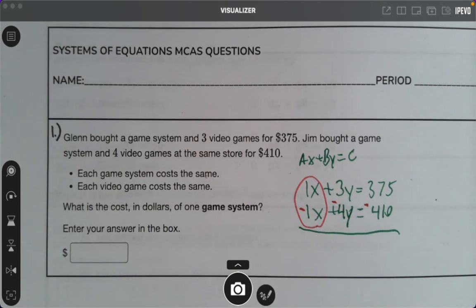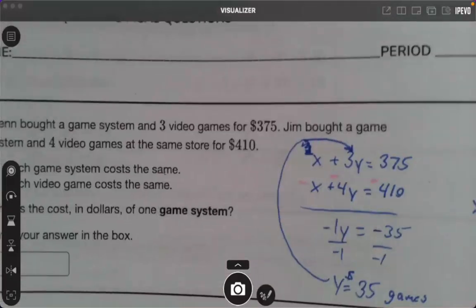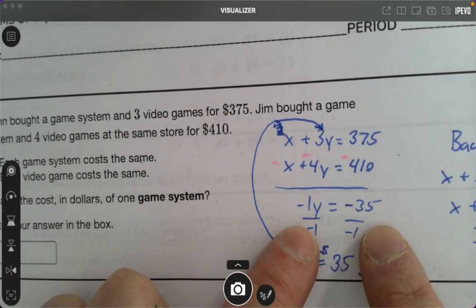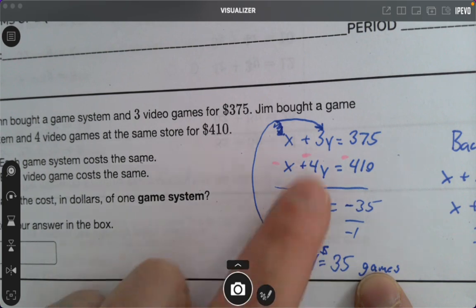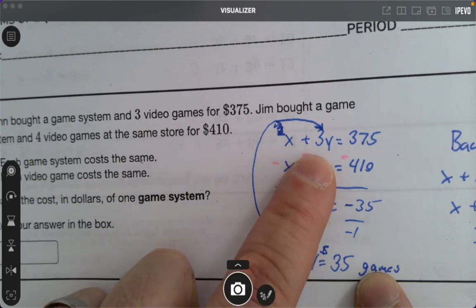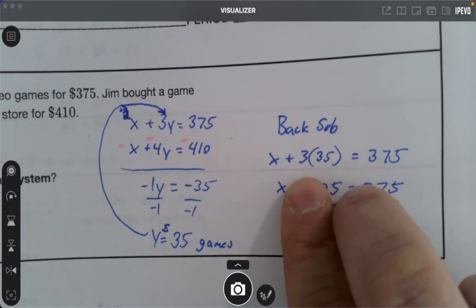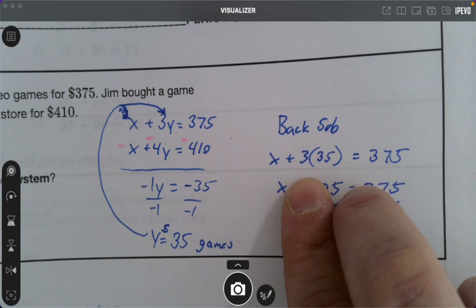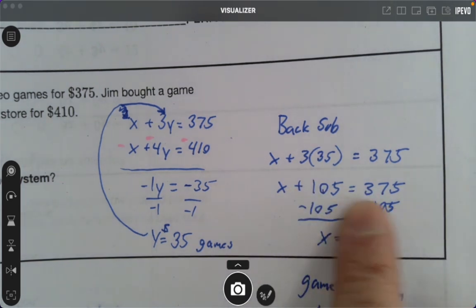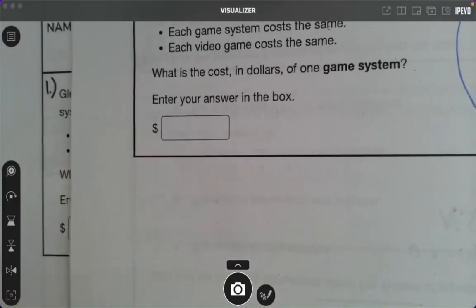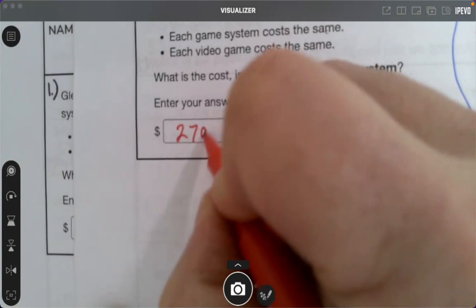So maybe if you're watching the video, you could pause and try to get the answer. And I'll show it to you now. So here you can see right here, I solved and I got negative 1y when I added the equations, negative 35. So y is 35. But 35 was actually my games for y. So I had to back sub to get my console system price. So when I put the 35 back into the first one, that's 105, minus 105 on both sides. The game system costs $270. So the answer that you should have here is 270.